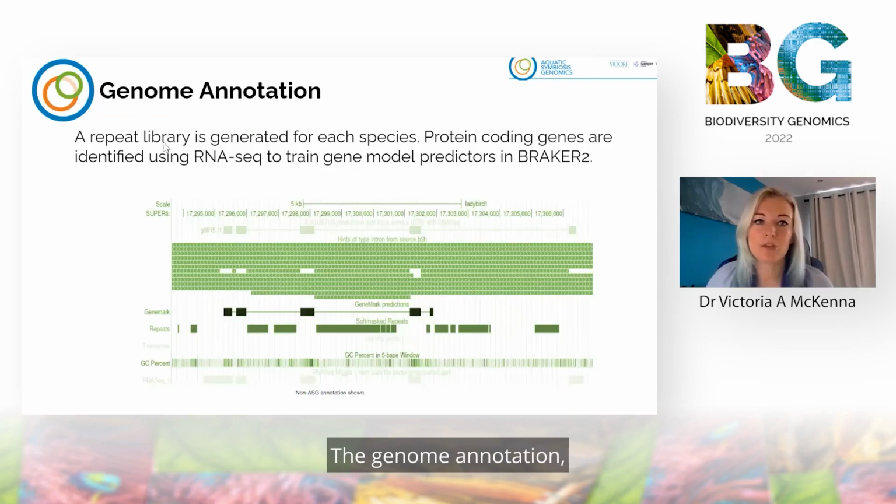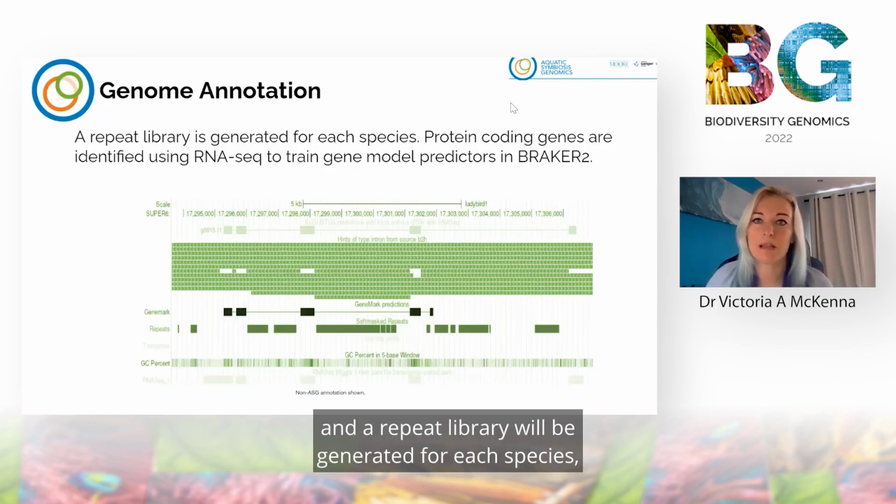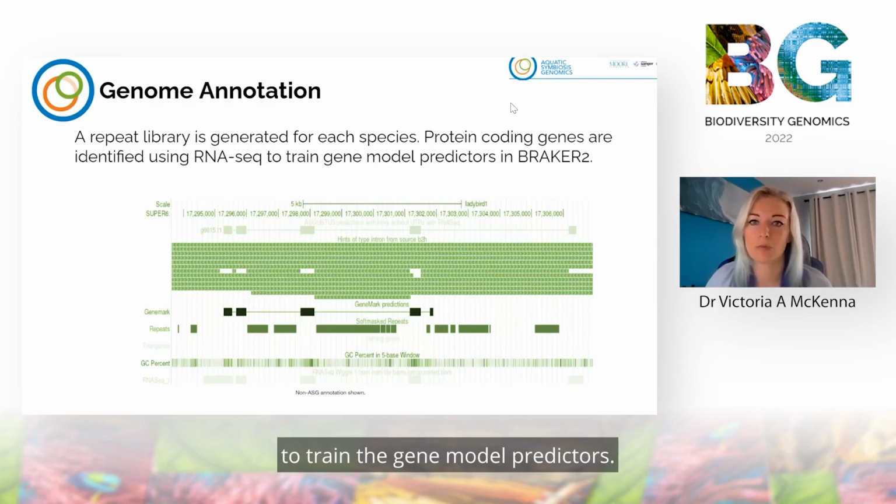The genome annotation we've not yet carried out on the ASG project, but it will be, and a repeat library will be generated for each species, and the protein coding genes are identified using RNA-seq to train the gene model predictors.